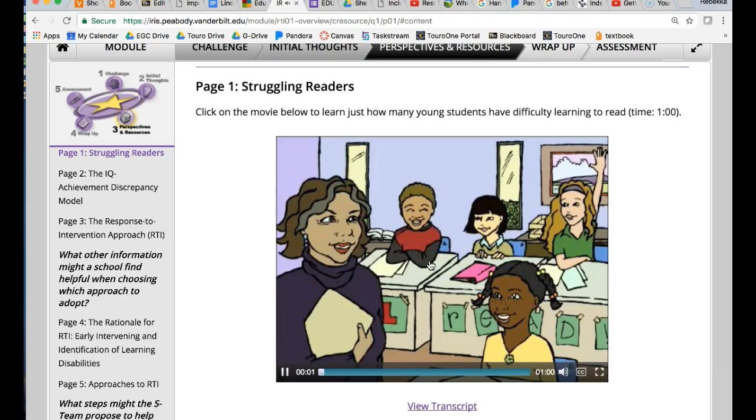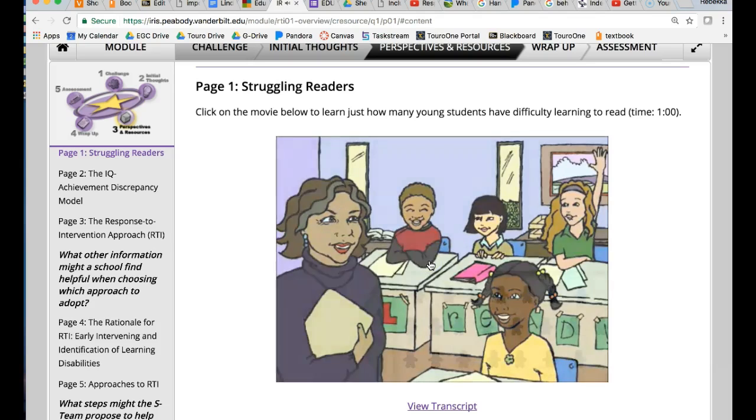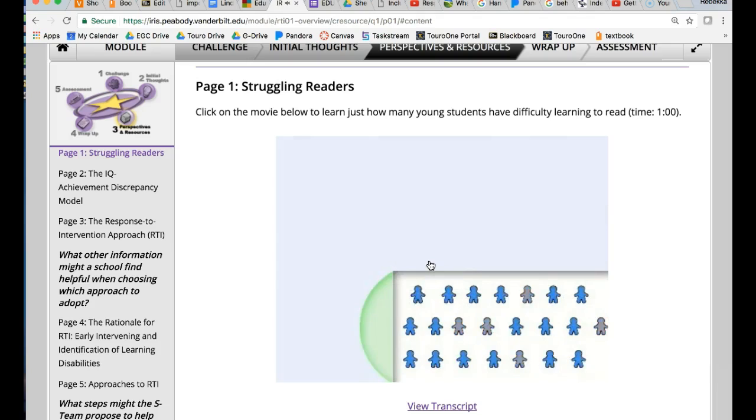In an average class of 22 first grade students, approximately 5 will struggle with reading. Of those 5 struggling readers, 4 will need either additional or more intensive instruction to remediate their skills. One of those 4 students will require even more intensive individualized reading instruction.